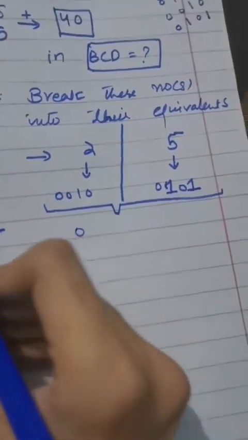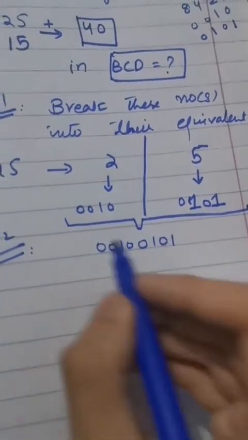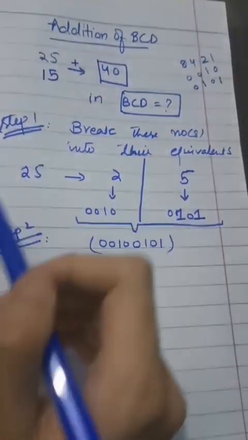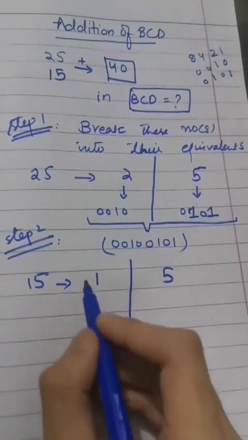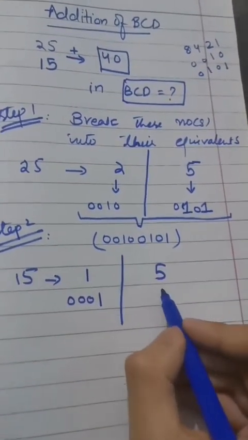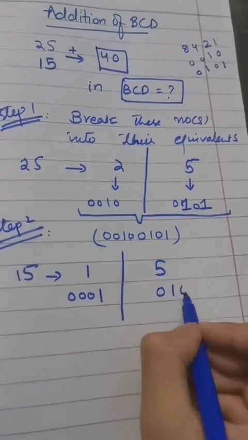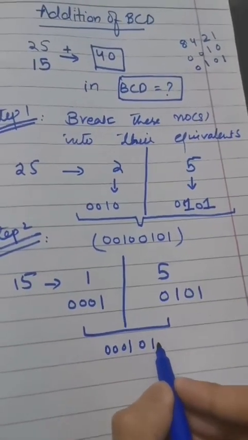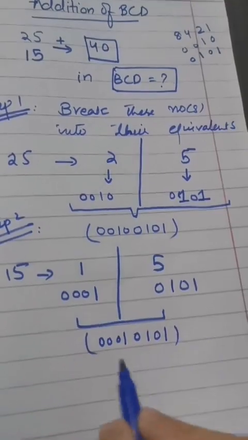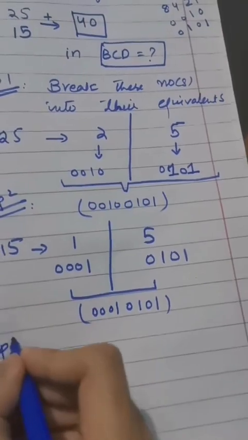So the overall binary will be, step number 2, overall binary: 0 0 1 0 0 1 0 1. Just write it like this. Now for the second number we have 15 here. Break this down into 1 and 5. Binary of 1 is 0001. Binary of 5 is 4 plus 1. So the overall binary will be 0 0 0 1 0 1 0 1.